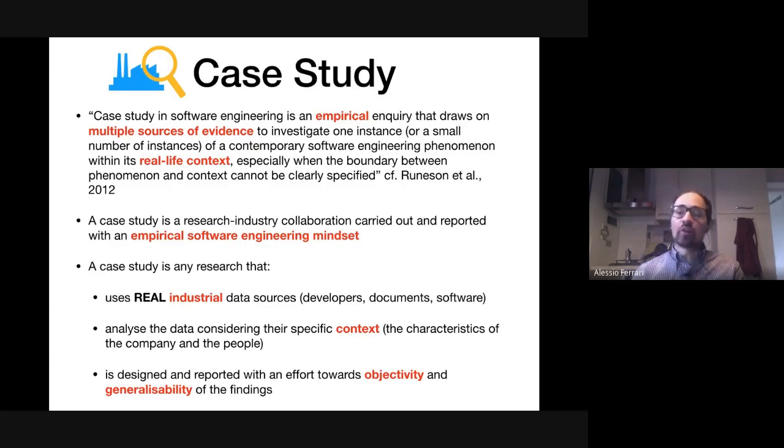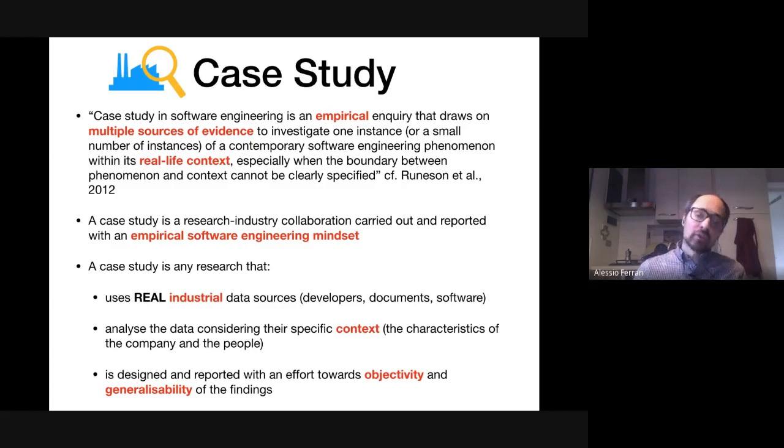It is carried out considering the context of the developers, the context of the documents in the process, and the context of the software within the whole process, the software that is engineered and that is the product of the process itself. And a case study is designed and reported with an effort towards objectivity and generalizability of the findings. So this is what an empirical software engineering mindset means.